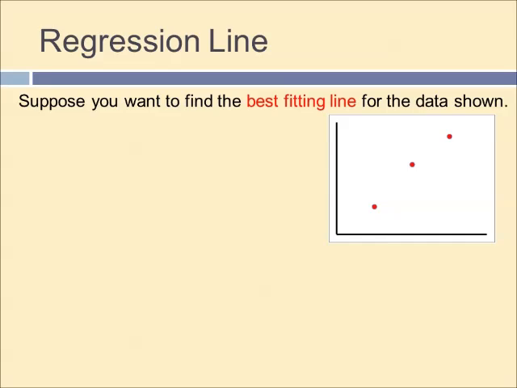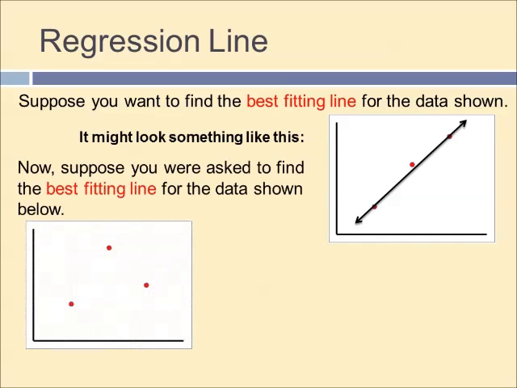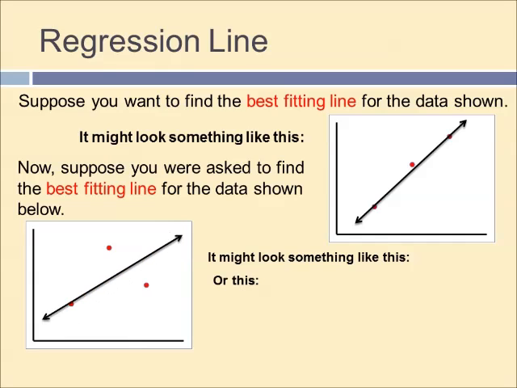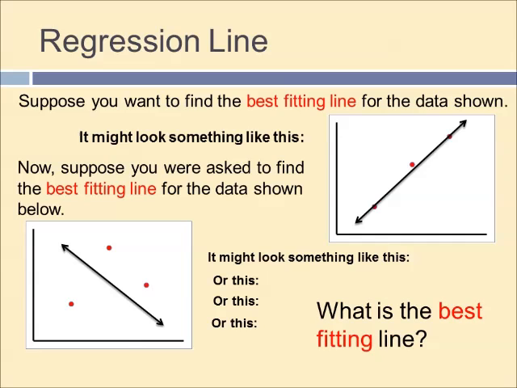Okay, now suppose you want to find the best fitting line for the data shown. It might look something like this. Now suppose you're asked to find the best fitting line for the data shown below. It might look like this, or it might look like this, or this, or this. So what is the best fitting line?